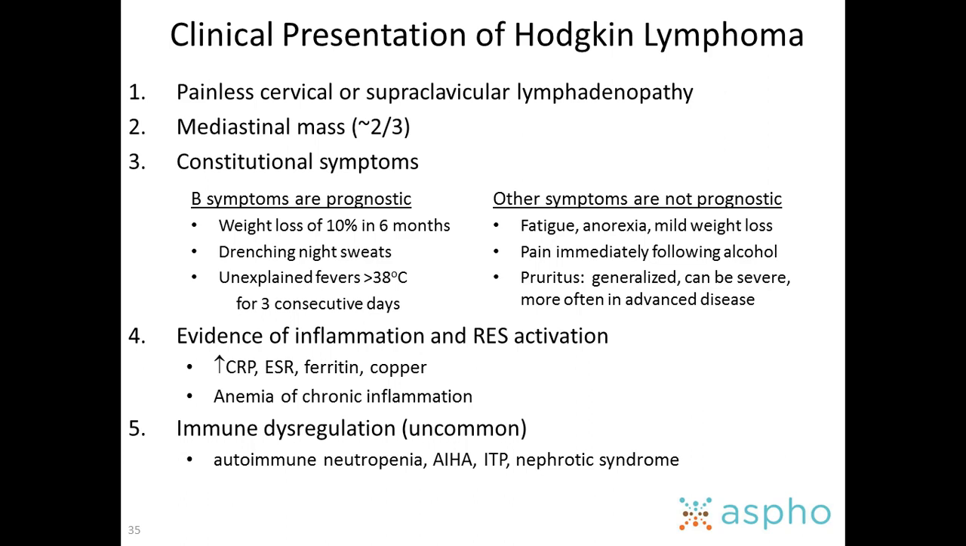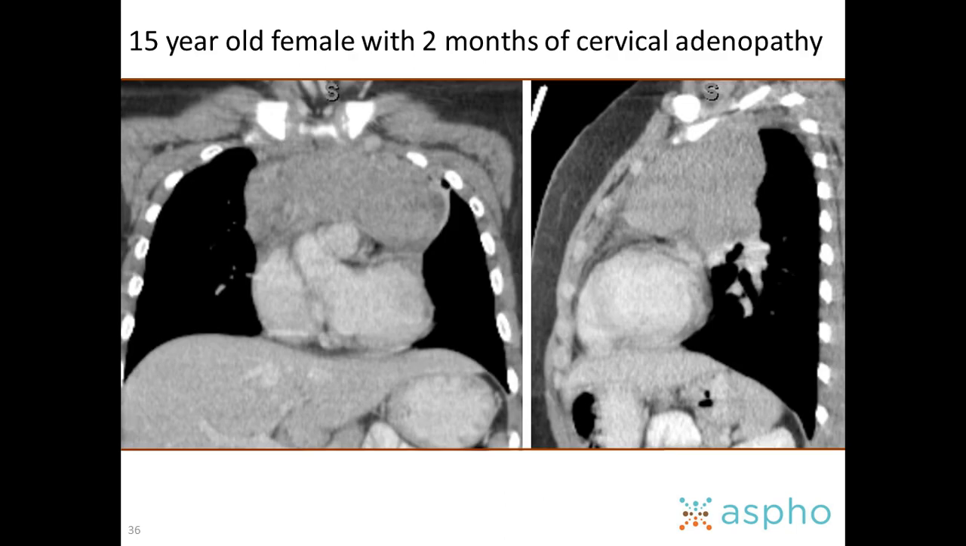As you have seen, the lymphoma cells are only a small amount of the tumor mass, and so there's clearly evidence of ongoing inflammation, and you can have a high CRP, sed rate, ferritin, copper, and they often present with anemia of chronic inflammation. And again, as I've mentioned before, they can also show up with immune dysregulation: autoimmune neutropenia, hemolytic anemia, ITP, and nephrotic syndrome.